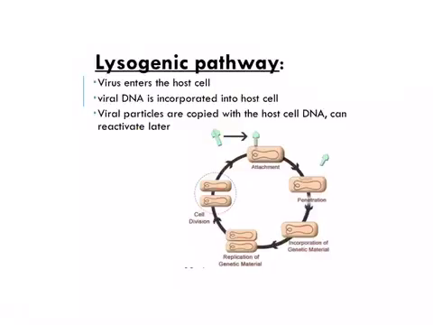The second form of lifestyle that viruses have, it's not really a lifestyle because they're not alive, but you know what I mean. The second form that they have when they infect cells is called lysogenic. In the lysogenic pathway, the virus enters the host cell. The viral DNA gets incorporated into the host cell as before, but in this case, the viral particles just get copied along with the host cell DNA almost indefinitely, and later they can enter the lytic cycle and burst open, but in the meantime, they're just sort of incorporated into the host cell DNA and copied along with the host cell DNA for long periods of time, potentially.